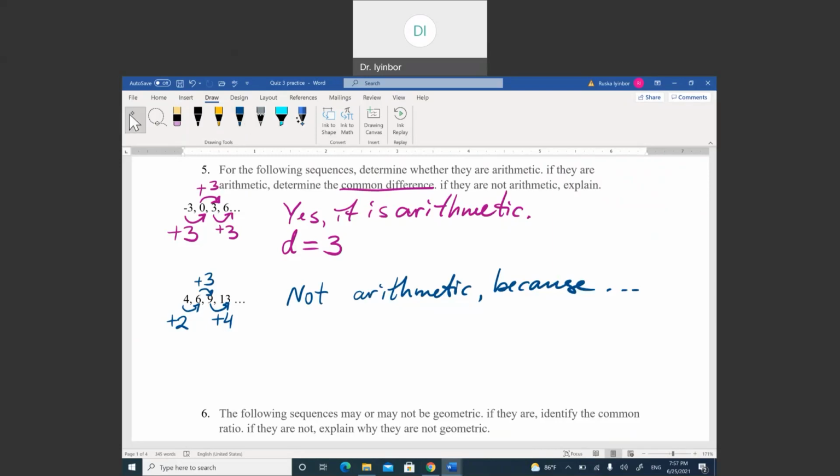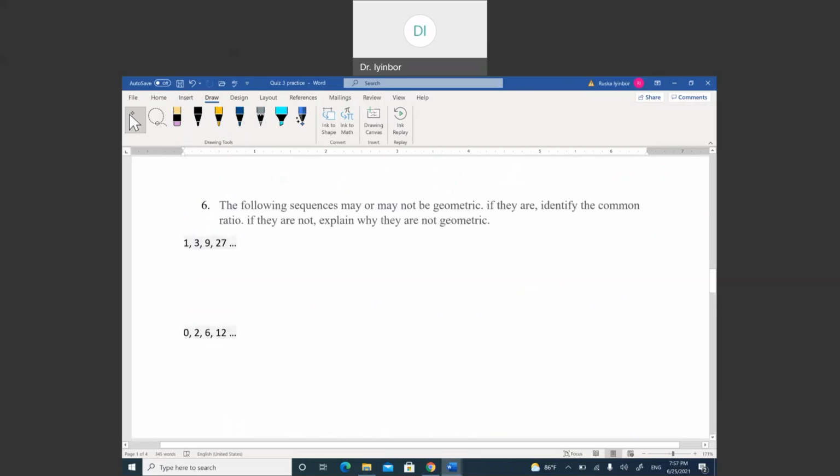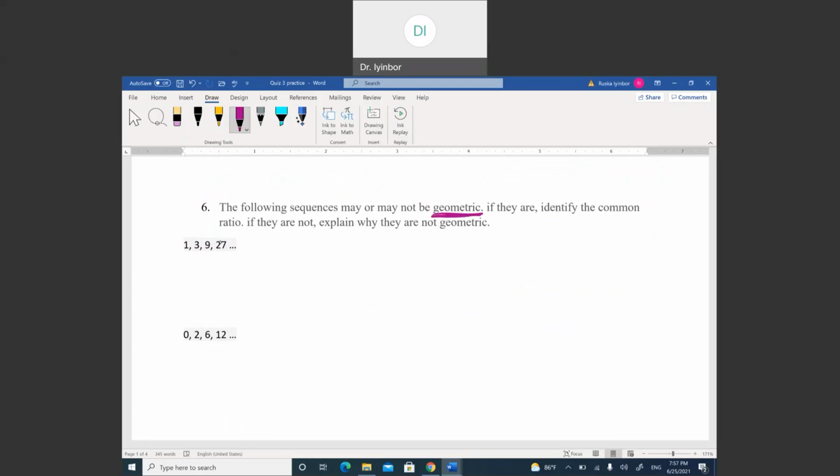And then we have number 6. We have to do something similar, but here we're talking about geometric sequences. So we have to check if they're geometric or not. In this case, something is geometric when you go from number to number, you multiply by the same number or divide by the same number. And you need to find a common ratio if it's geometric. If not, we have to explain why.